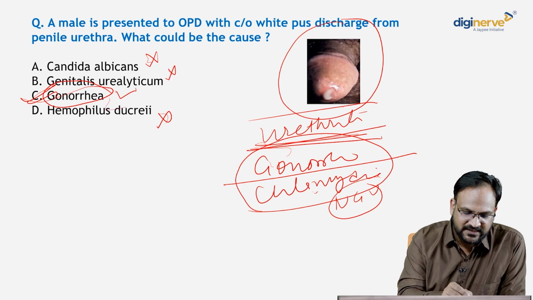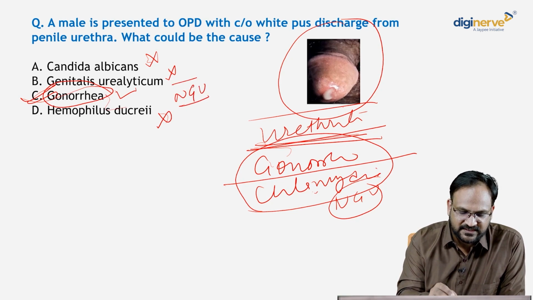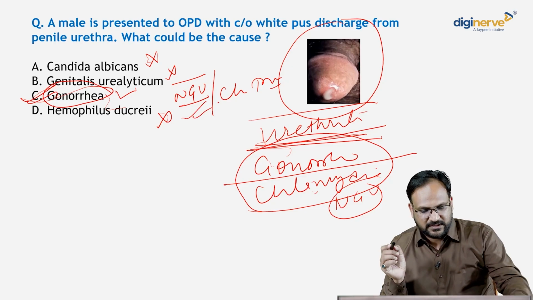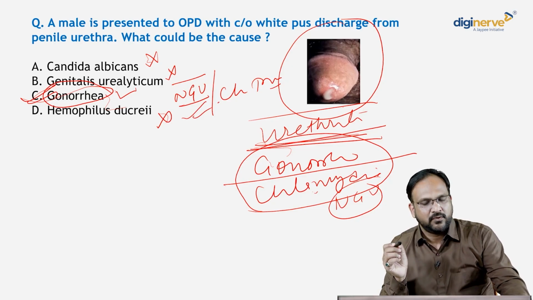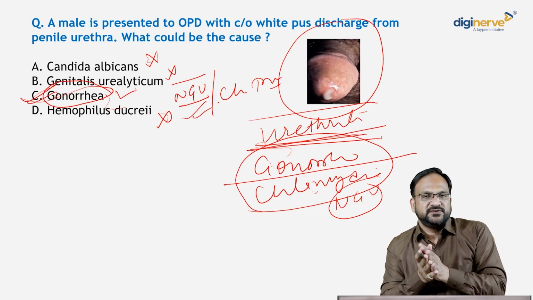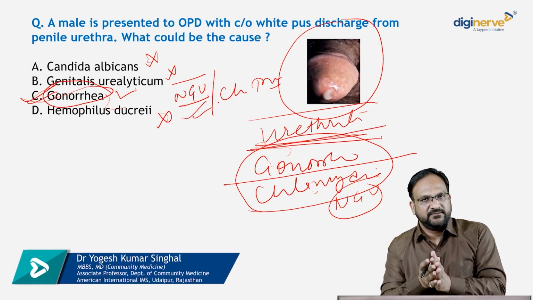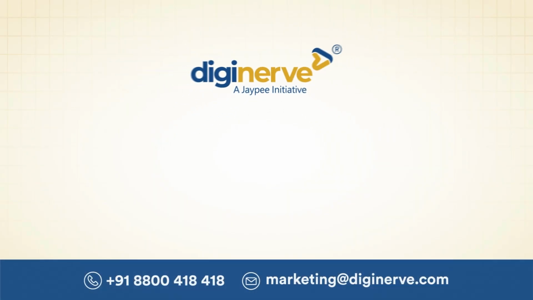And if instead of gonorrhea we had non-gonococcal urethritis or Chlamydia trachomatis in the options, it would be the correct option. Okay, so I think this is all about the previous year questions of community medicine from NEET PG 2021. I hope you understood the lecture well. Thank you.